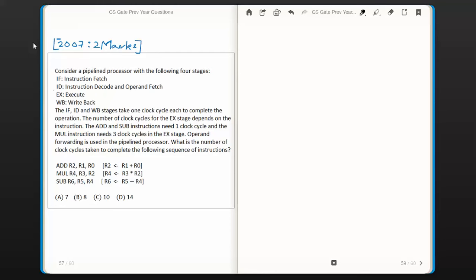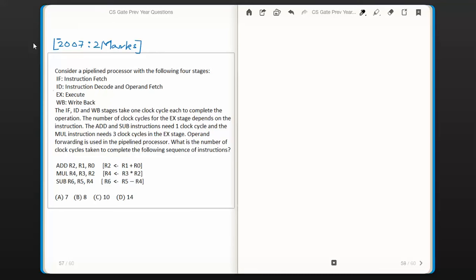The question is, consider a pipeline processor with the following 4 stages: instruction fetch, instruction decode and operand fetch, execute, and write back. The instruction fetch, instruction decode and operand fetch, and write back stages take 1 clock cycle each to complete the operation. The number of clock cycles for the execute stage depends on the instruction. The add and subtract instructions need 1 clock cycle and the multiply instruction needs 3 clock cycles in the execute stage. Operand forwarding is used in the pipeline processor. What is the number of clock cycles taken to complete the following sequence of instructions?